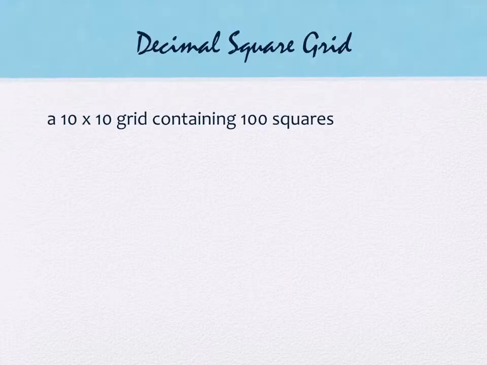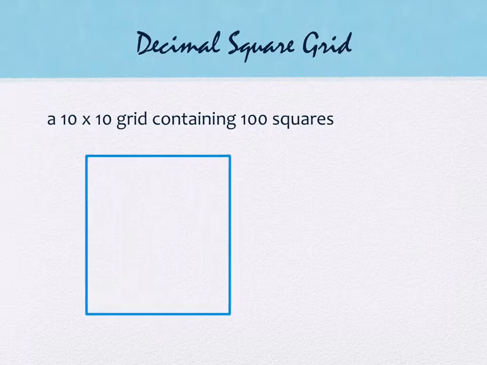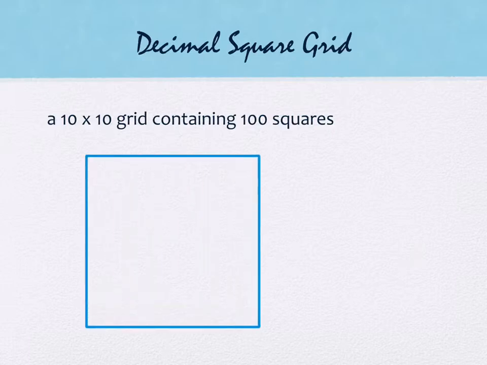All right, let me show you another useful visual with decimals. And this is called a decimal square grid. So this is a 10 by 10 grid containing 100 squares. So make yourself a square in that space that you have. And then I want you to take your square and divide it into 10 rows and 10 columns. And mine will be as best I can do with the technology I have. Yours will look better because you have the ability to draw a little bit better than I do on my screen.